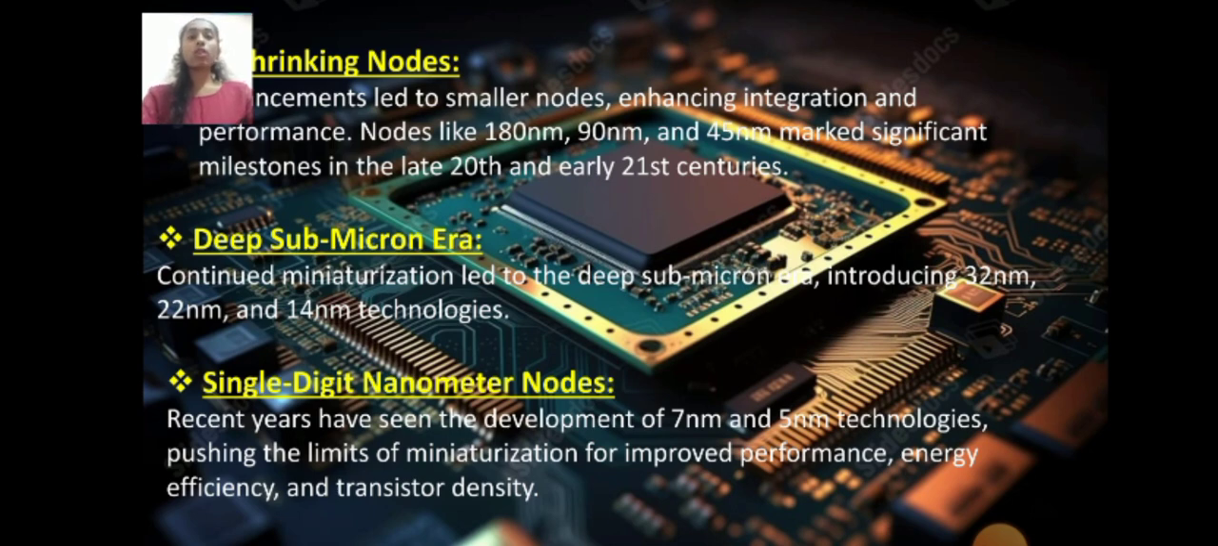Deep submicron era. Continued miniaturization led to the deep submicron era, introducing 32 nanometer, 22 nanometer and 14 nanometer technologies. Single digit nanometer nodes. Recent years have seen the development of 7 nanometer and 5 nanometer technologies, pushing the limits of miniaturization for improved performance, energy efficiency and transistor density.